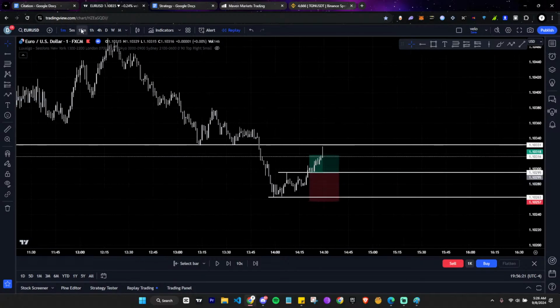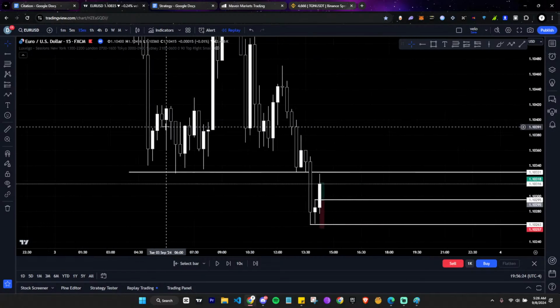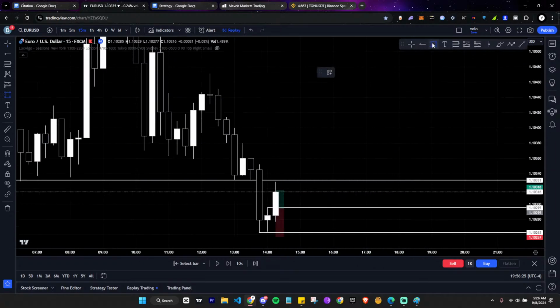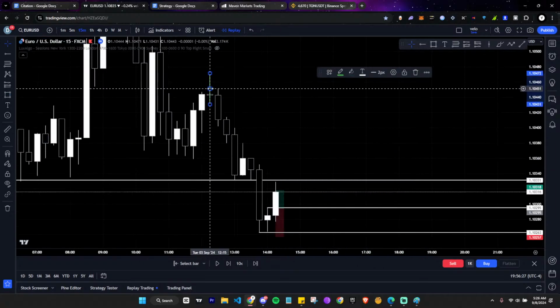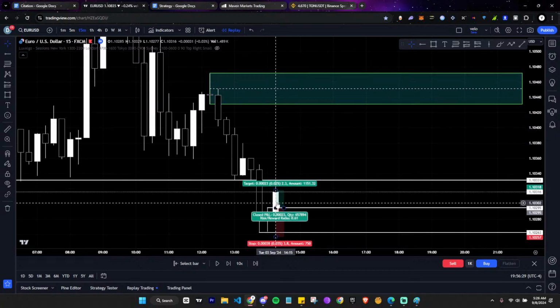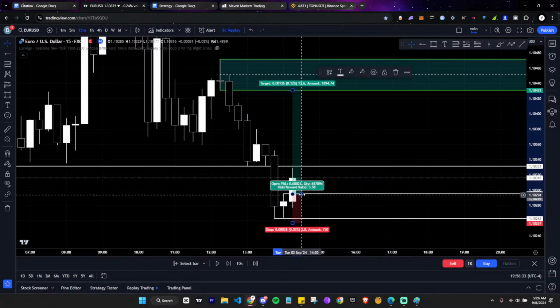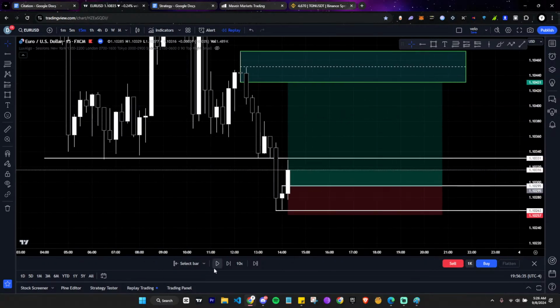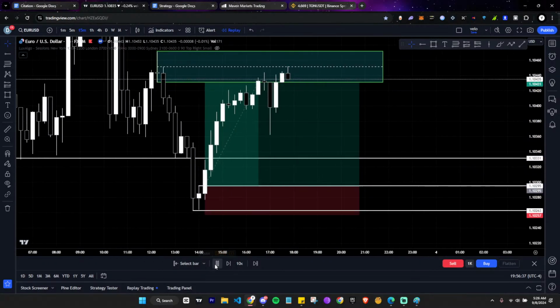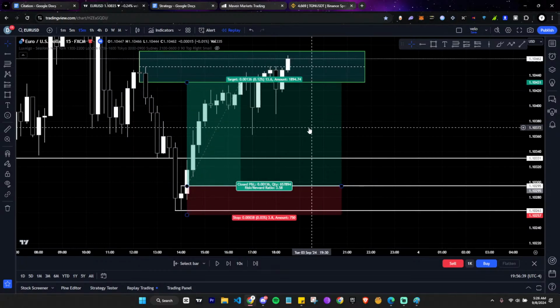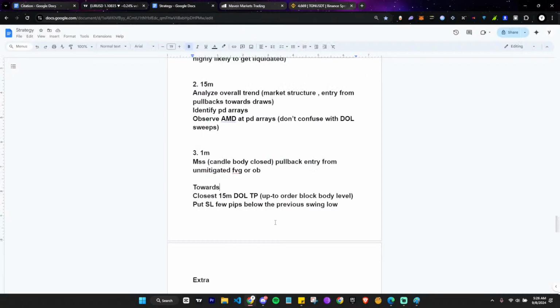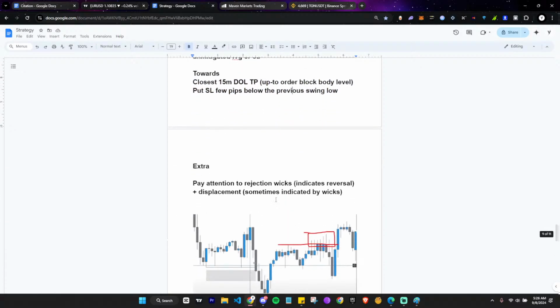Now you want to go towards the 15-minute and just go towards the draw on liquidity. For example, this is a clear order block that we see here. So I will TP right here, okay? Out of this trade, I get what, 3.5, 3.6. That's pretty good. So let's play this out. Boom, just like that. It's pretty simple once you get the idea. So put SL, like I said, below.